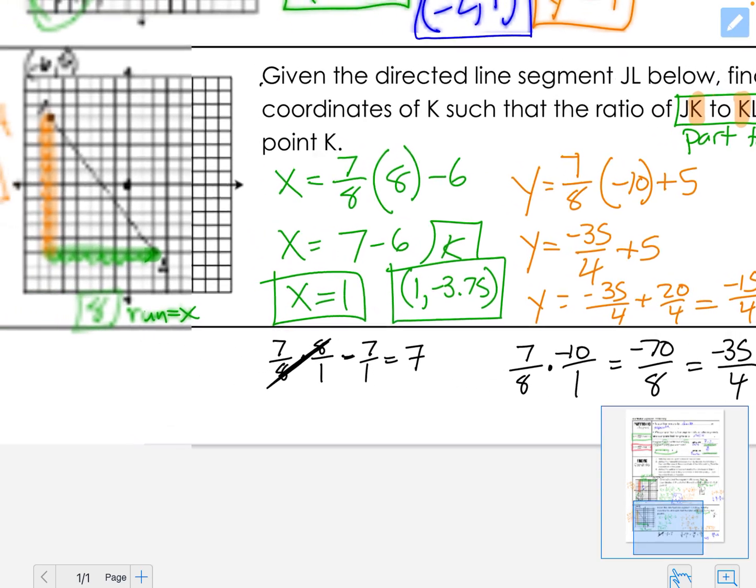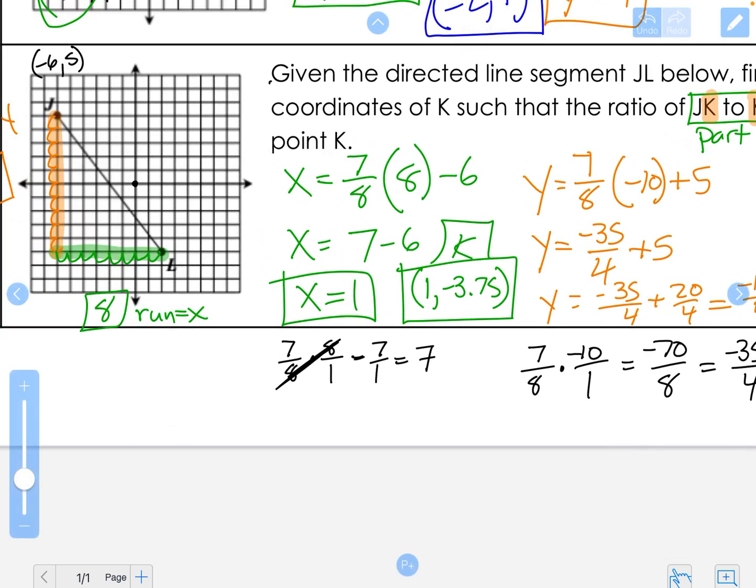So let's check it on our graph. So if I go to the right 1, down 1, 2, 3, and yep, that looks like about 0.75. And so that would be point K, and that would be the result of our segment partitioning.